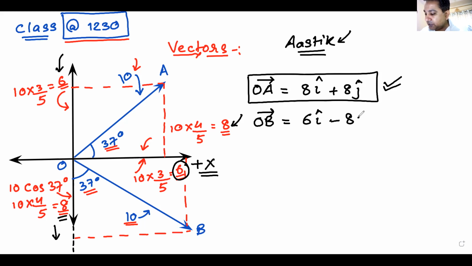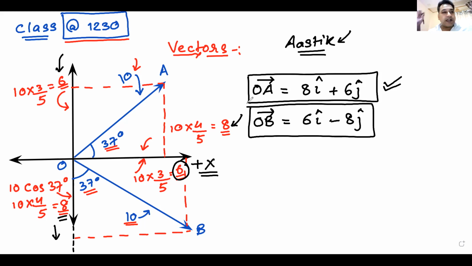Minus 8j. Have I written it correctly or have I written something wrong here? I have written it wrong. I said it correctly, but I wrote it wrong. My mistake. So it would be 6j, right? I'm sorry, I did not see what I've written here. I hope it is correct now.